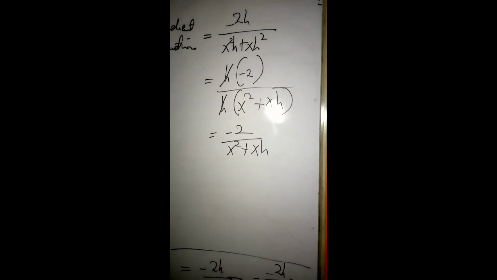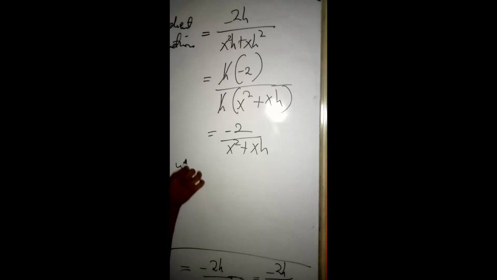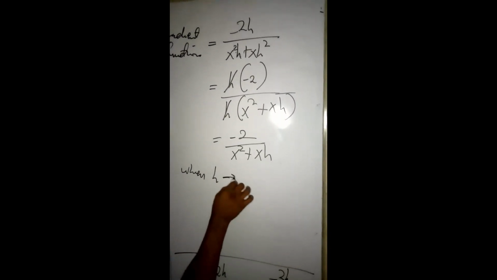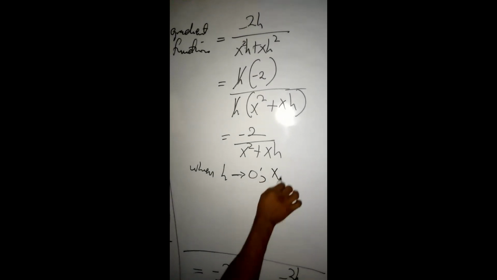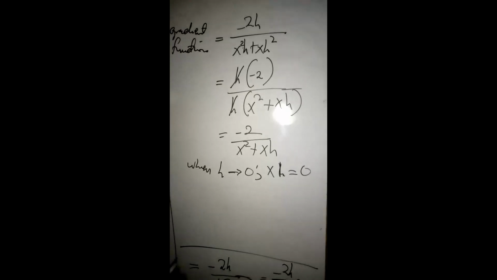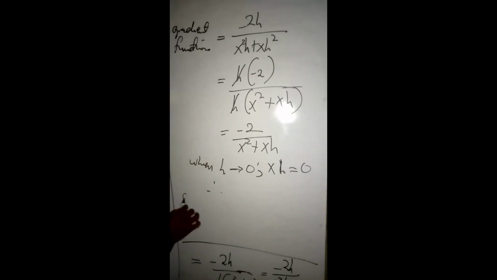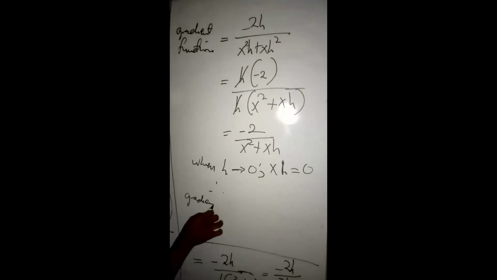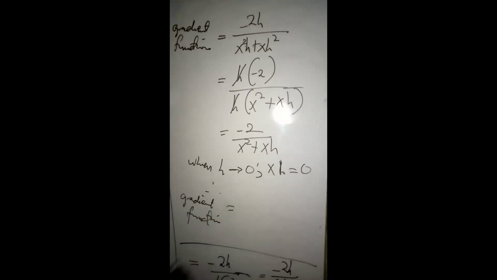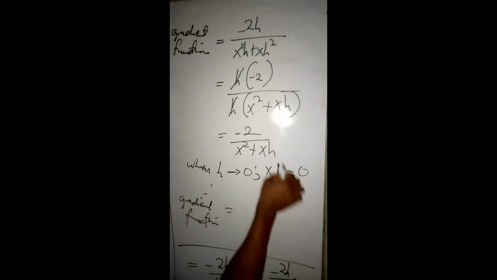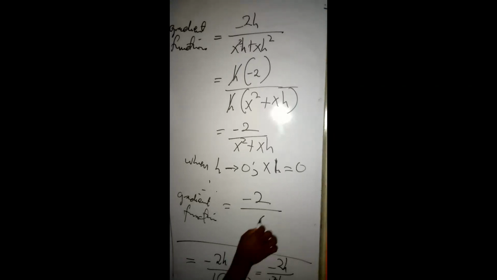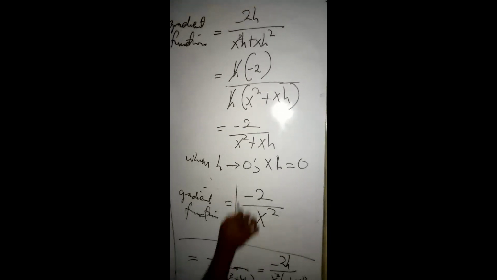So having done that, when h tends to 0, xh is equal to 0. So therefore, our gradient function with this equation is simply what? Minus 2 all over x squared.